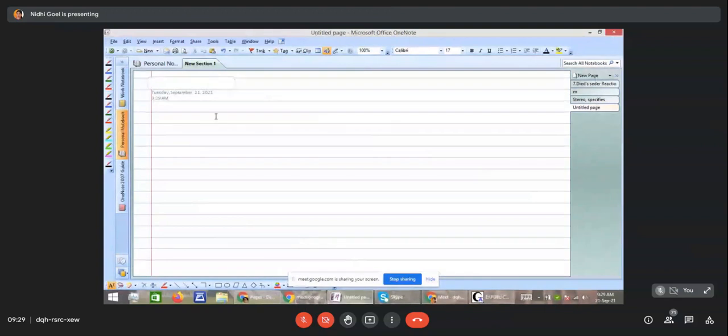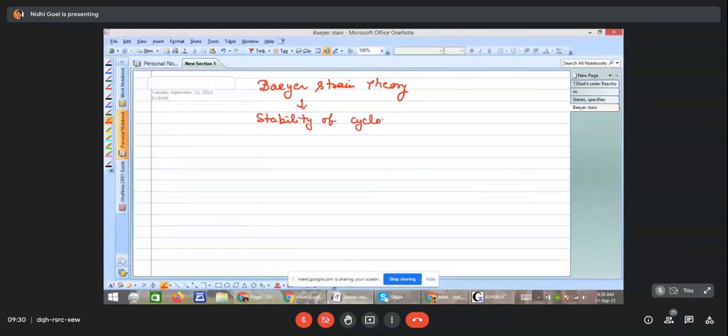Okay. Now the general method of the preparation of cycloalkanes has been completed. Now the next topic is Baeyer's strain theory. So this is the stability of cyclohexane.